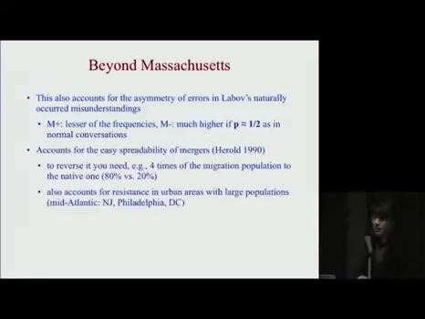And this also accounts for the easy spreadability of the merger. This is something where you only need under a quarter of the population to sweep out the distinct system. This has been documented both in Massachusetts as well as in Pennsylvania.